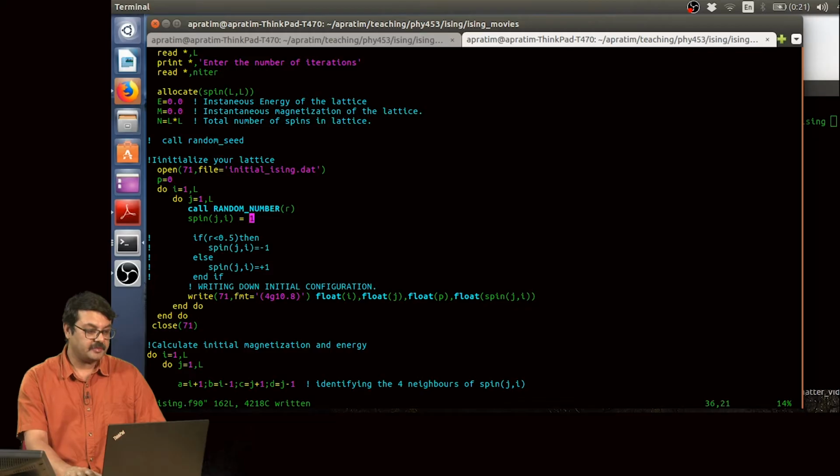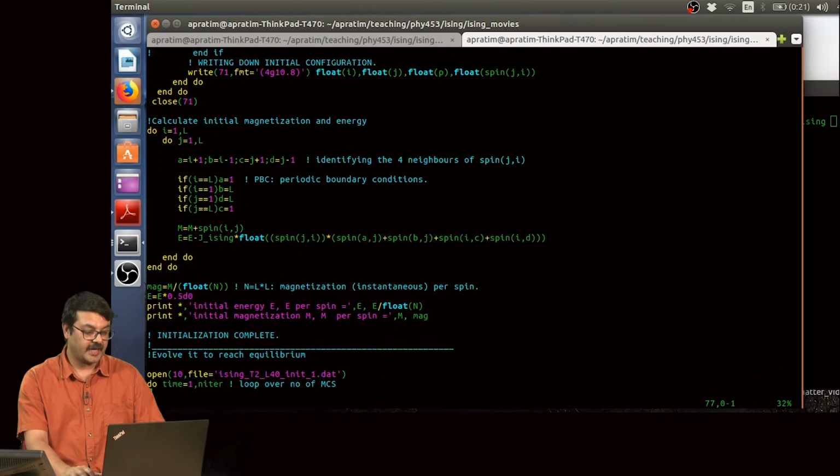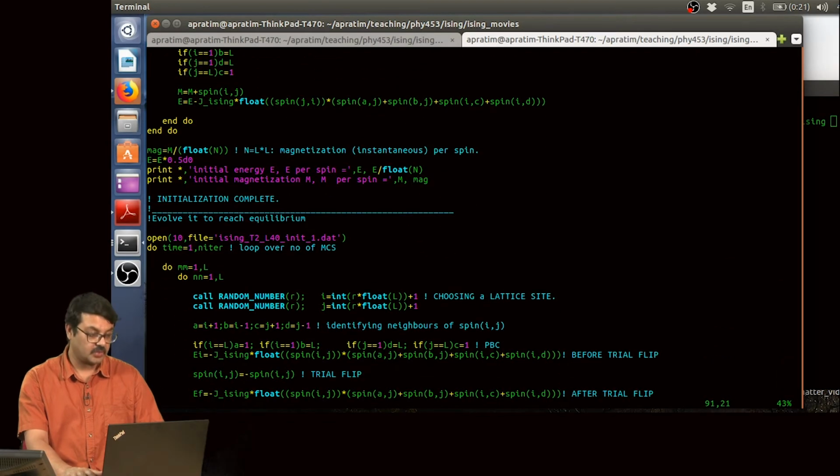I will be running the code at temperature 2, box size of L equal to 40, and an initial configuration where all spins are pointing up. All the data, which is the number of Monte Carlo steps, the energy of each microstate and the magnetization per spin at each microstate, will be saved in this file.